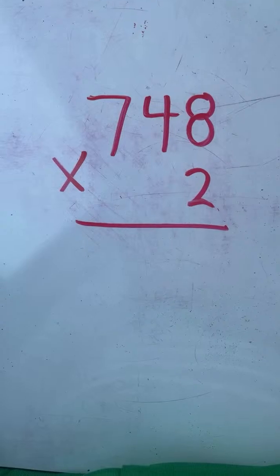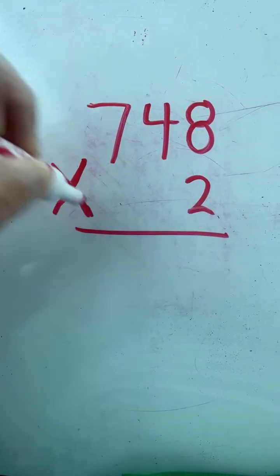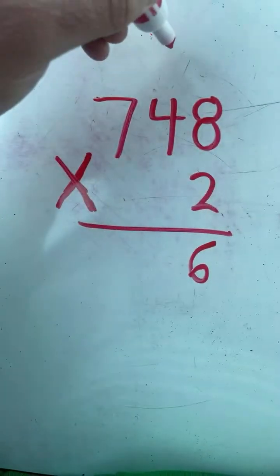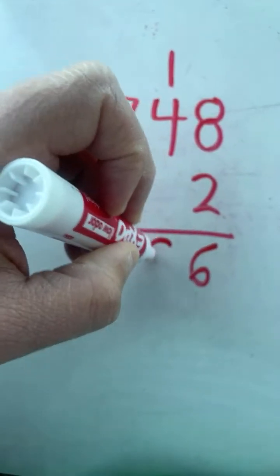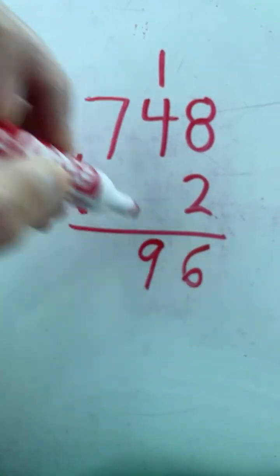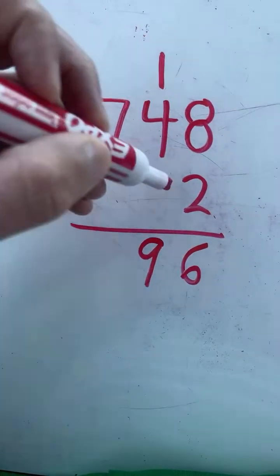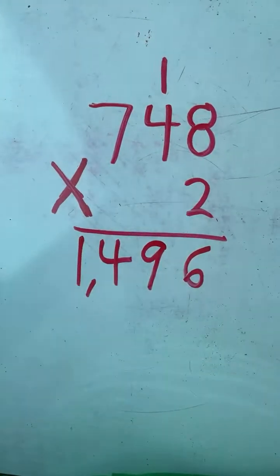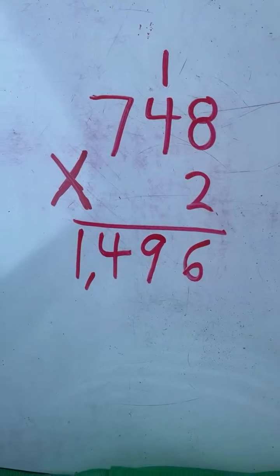748 times 2. 8 times 2 equals 16. 6 carry the 1. 4 times 2 equals 8, plus 1 equals 9. We do not need to regroup in the tens place since our product is less than 10. 7 times 2 equals 14. And we have our final answer, 748 times 2 equals 1,496.